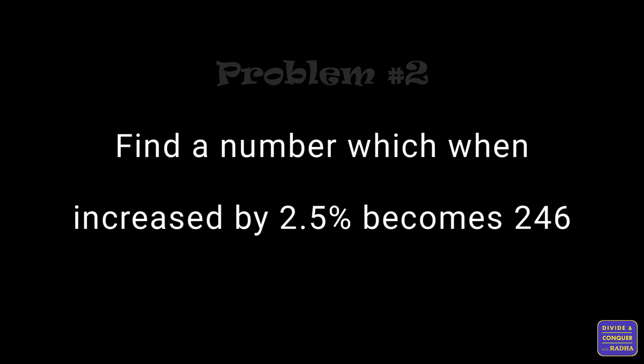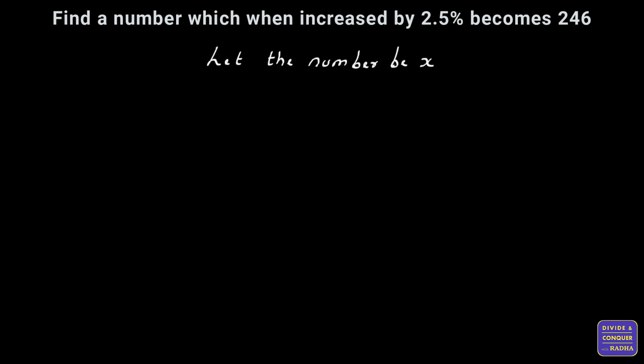So let's assume the original number to be x. Increase is given as 2.5% of the original number. So increase is equal to 2.5% of x. Converting percentage form to fractional form, we remove the percentage symbol and divide it by 100. So 2.5 by 100 into x.